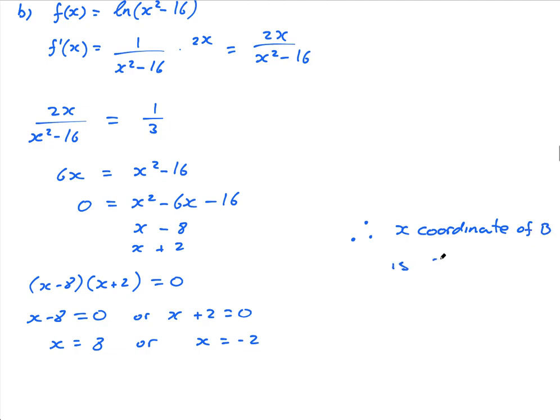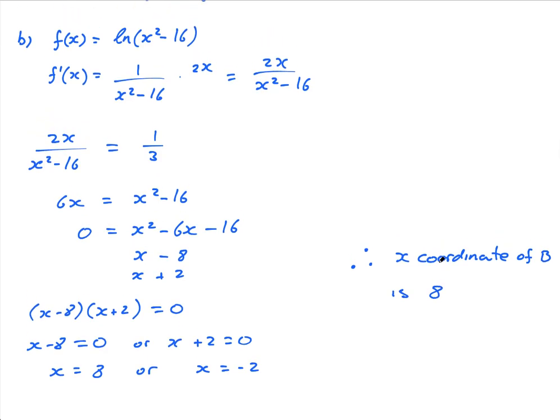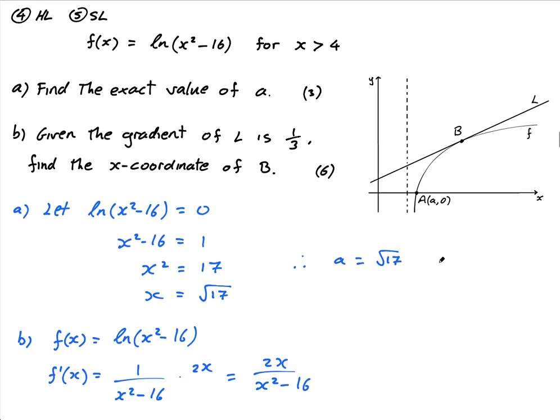So the x coordinate of B is 8. And that is question number 4 for HL and 5 for SL. Was it that bad? I actually think some of the earlier questions were more difficult, but yeah, they are getting more difficult. But this was definitely nothing too confusing or too difficult. So I think 6 marks for that is okay.